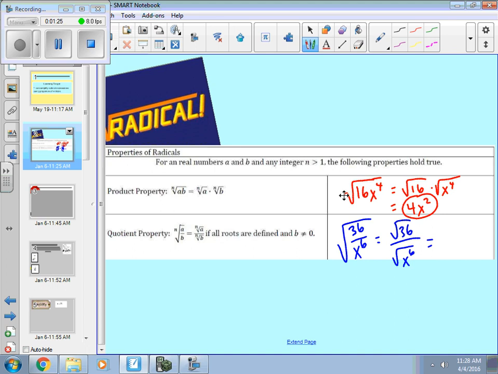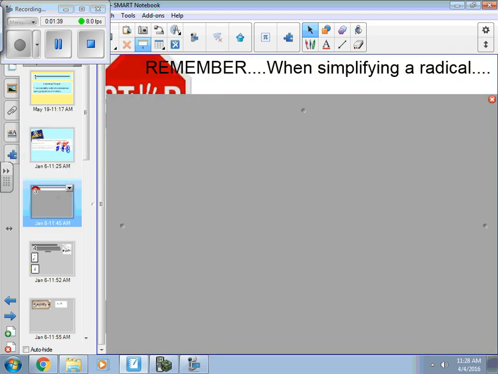Then we can just simplify each square root. Square root of 36 is 6, and then the square root in the denominator of x to the sixth would be x cubed. So that's the quotient and product property of them. So we're going to use those to do some different radical problems here.